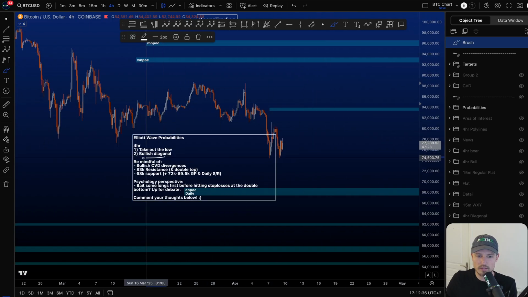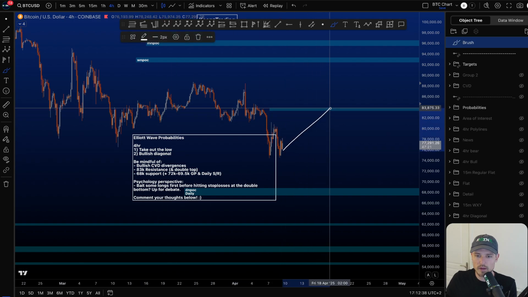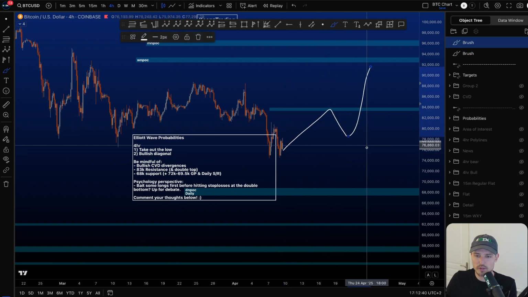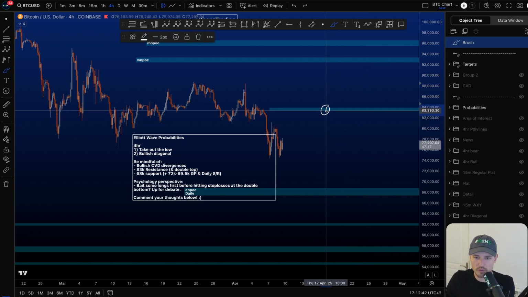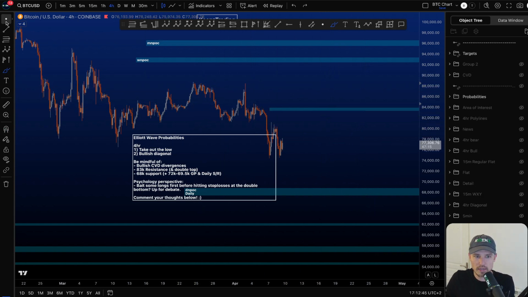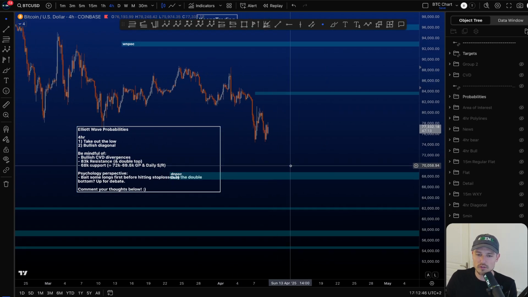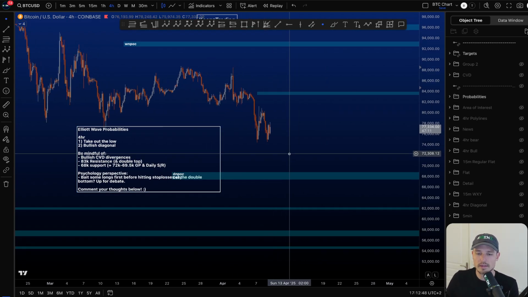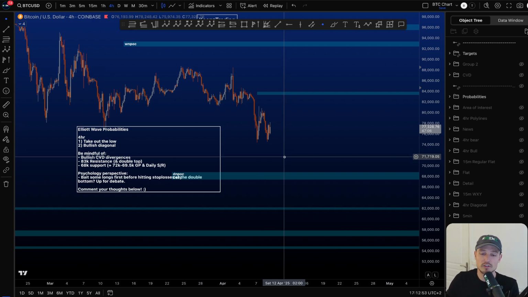Bulls lower probabilities. They need a bullish diagonal, move up, get a diagonal, then retracement, then continue. Right, so you've got to push through this, take out these highs. To the downside, support, I mentioned earlier, the golden pocket, which is between 72K and 69.5K on a linear chart, taken from the 49K low to all-time high.